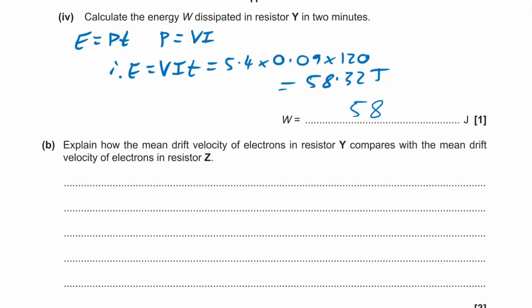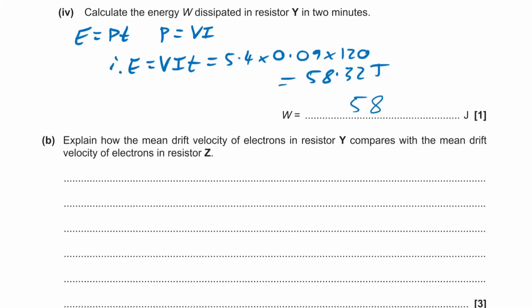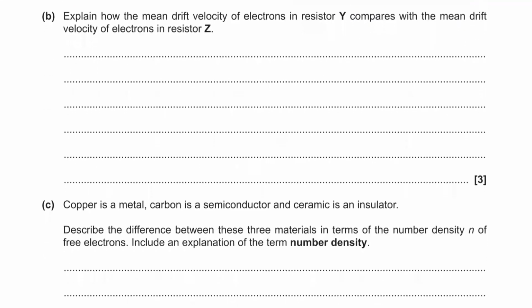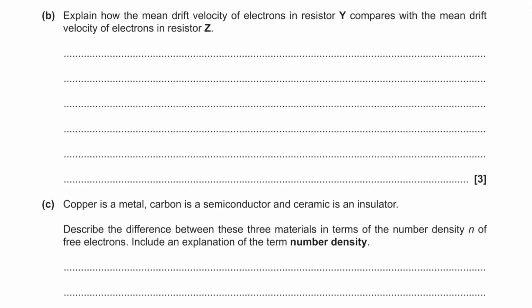We're just going to call that 58. B, explain how mean drift velocity... Why? OCR love mean drift velocity. How does the mean drift velocity of electrons in resistor Y compare with that in Z? Well, the equation for mean drift velocity is current is equal to nAvE. v, therefore, is equal to I over all that nonsense.